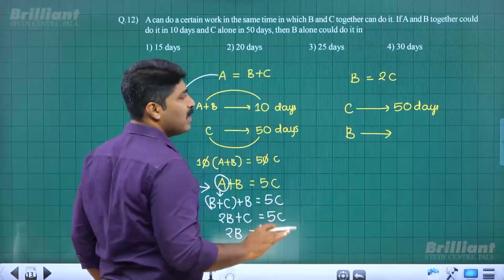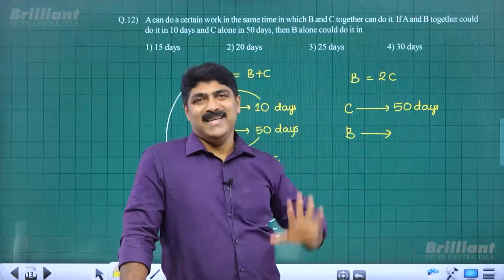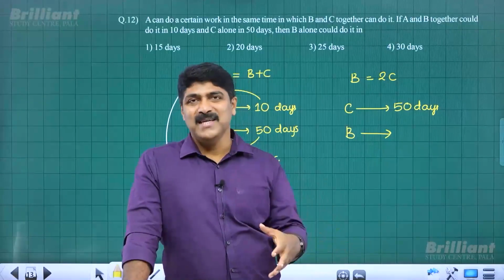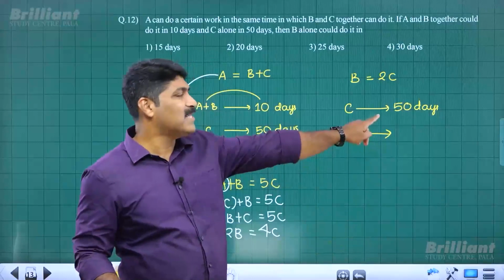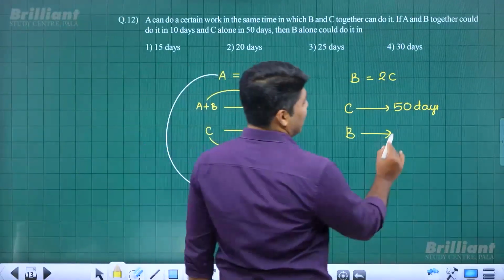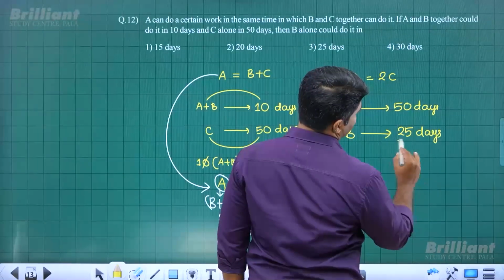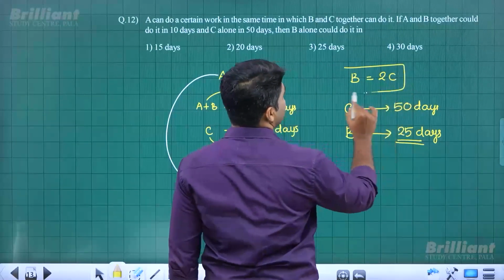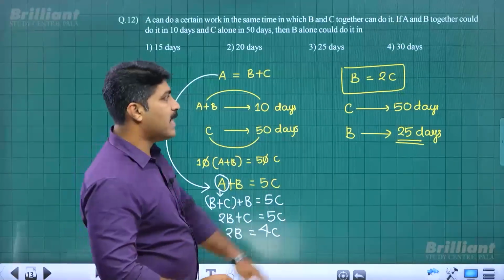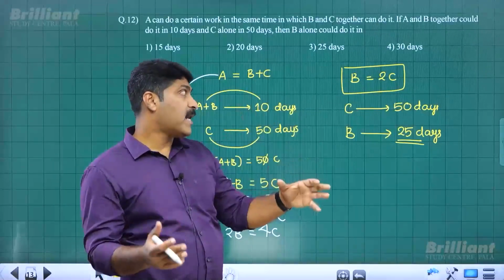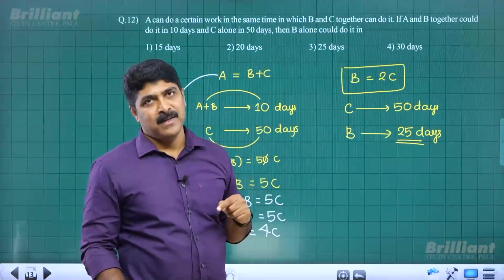That's a simple logic. Here the efficiency of B is twice that of C. Then if C required 50 days, the number of days B required is exactly half of the number of days that C required. Therefore, here this is 25 days. Clear? Understand that concept? That's based on this comparison. So from this arrangement, we are reaching the final conclusion that the efficiency of B is twice that of C.